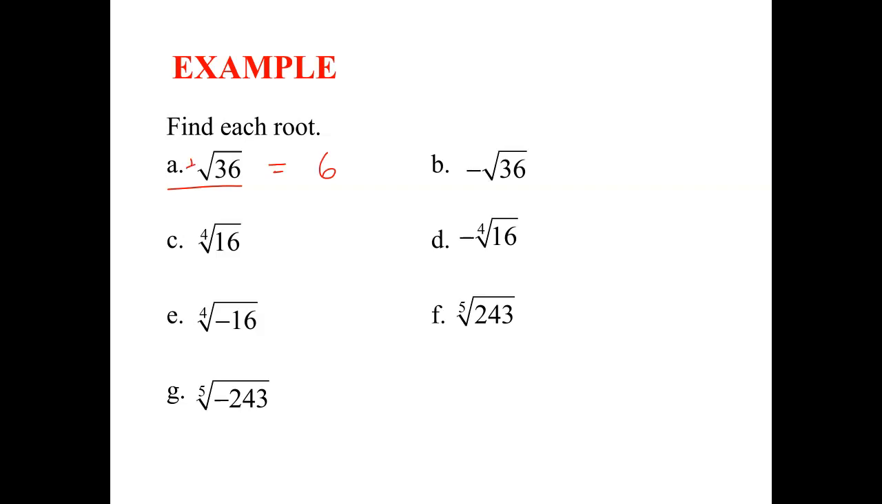There's no sign in front, so it wants positive. Okay, but for B, what do I want? Negative 6. Okay, because it gives me the negative, so it wants the negative root. Okay, 4th root of 16 is 2. Okay, and it wants positive 2 because there's no sign in front. Negative 4th root of 16 is negative 2. Negative root, so it wants the negative root.